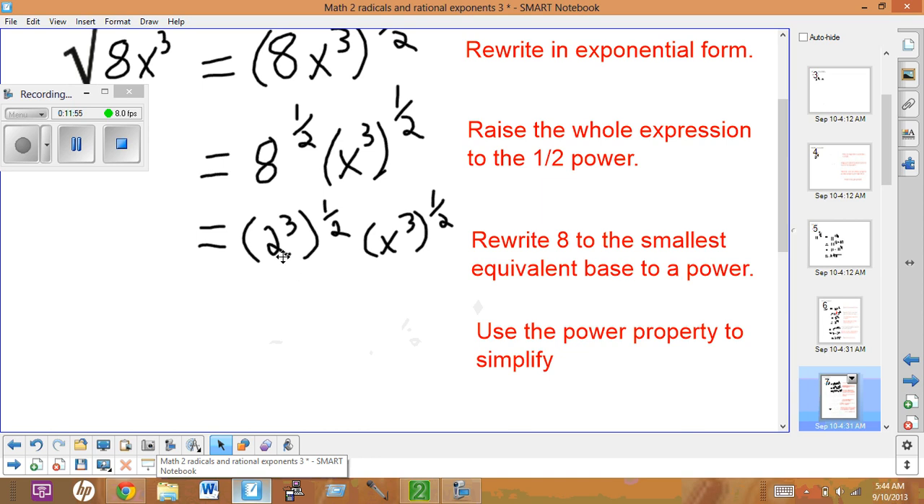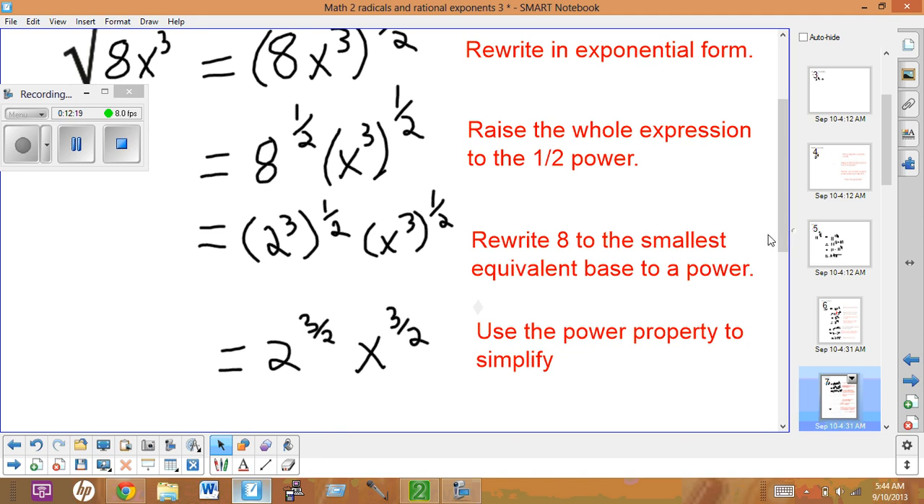Okay, our next step is power properties, simplify. So 3 times 1/2 is 3/2. X cubed times 1/2 is x to the 3/2. Now this problem seems a little bit longer because we are actually working a number and a variable. In the previous problems, we were just doing a number, a single object.